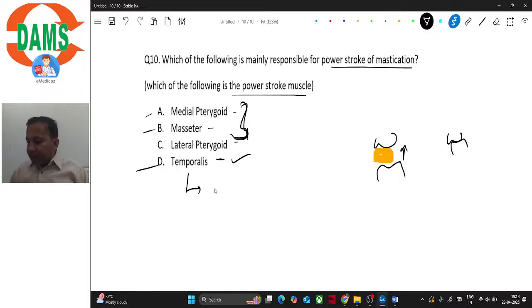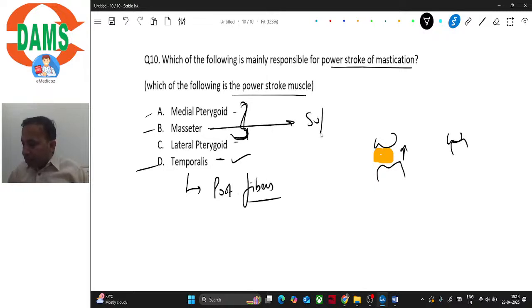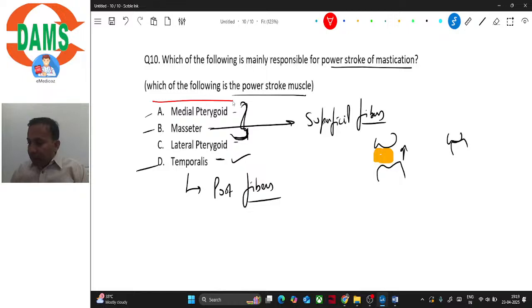To be specific, posterior fibers of temporalis and superficial fibers of masseter. So these are the three muscles that are participating in the power stroke. Amongst these three, it is the medial pterygoid which has the major role.